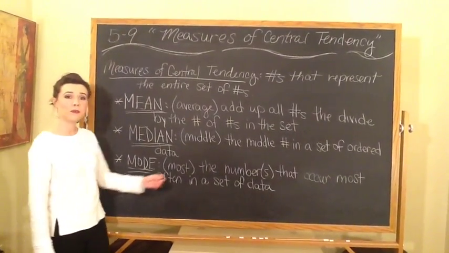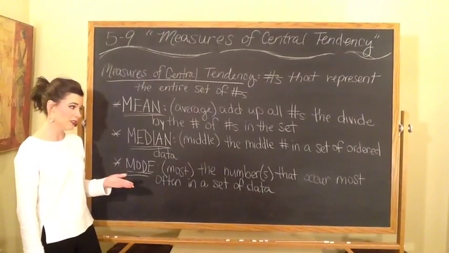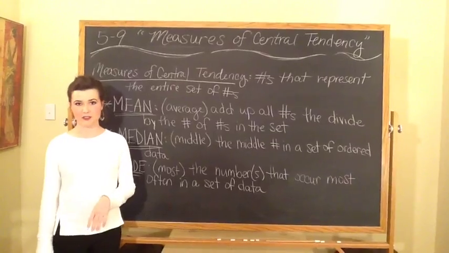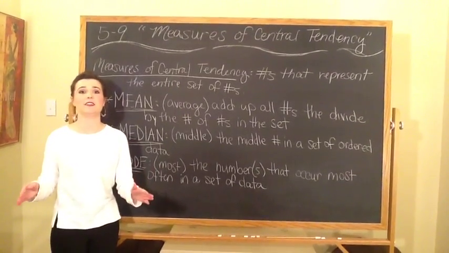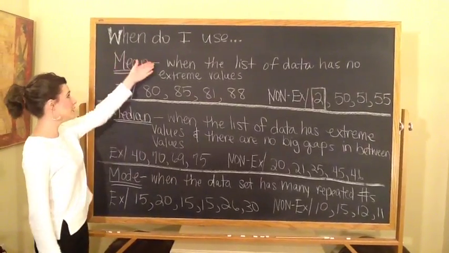Mode, think of the word most to link that to it. The mode is the number or numbers that occur most often in a set of data. So you look at all of your data and see if there's a number that keeps repeating over and over again. Alright, when do we use the mean?